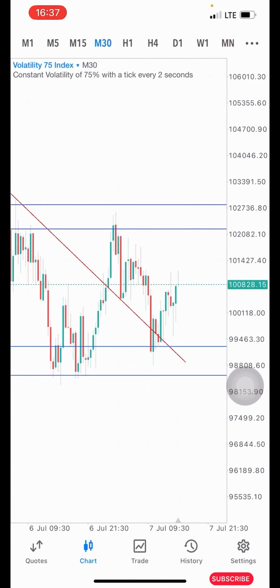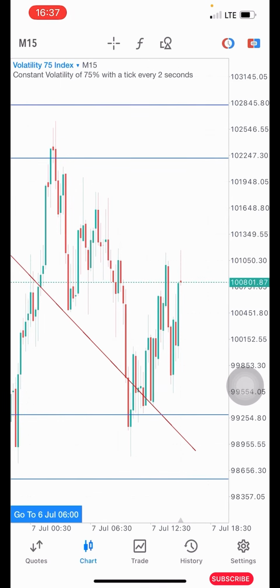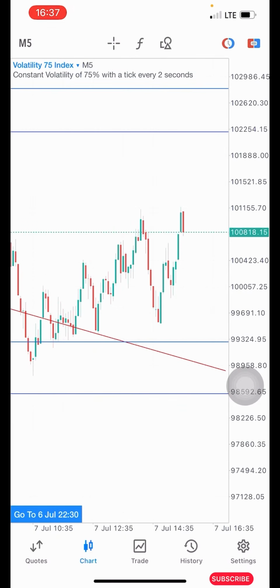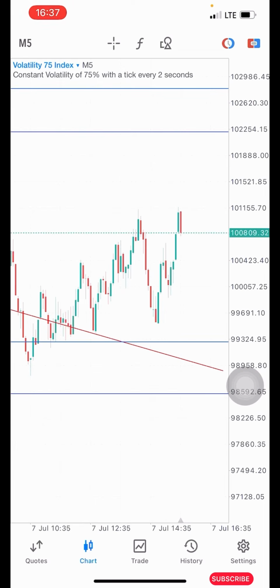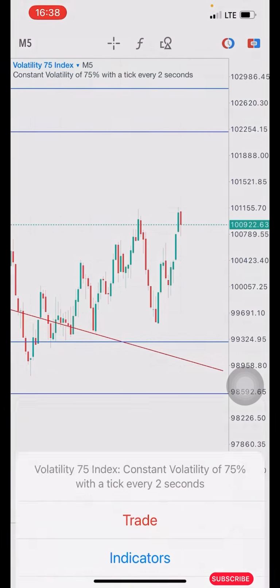So now I will head down to the 15-minute time frame or the 5-minute time frame. Now this is how you do it for an entry, because now we are looking for a buy entry based on the analysis. We are looking for a buy entry. Now this is how you do it.